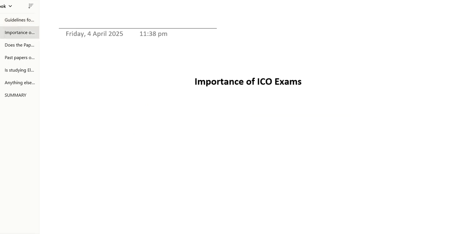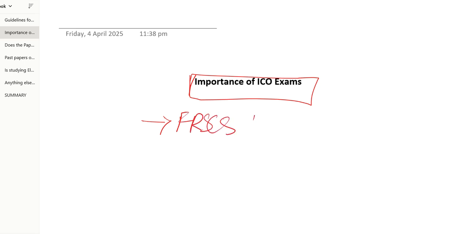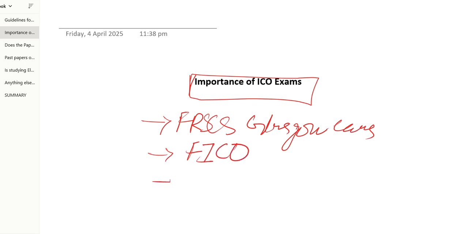First of all, what is the importance of the ICO exam? The importance of the ICO exam is that you can follow the FRCS Glasgow course. You can get the designation of FICO and you can also get ICO fellowships.